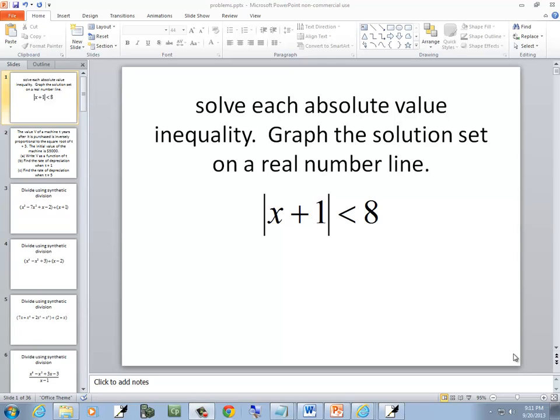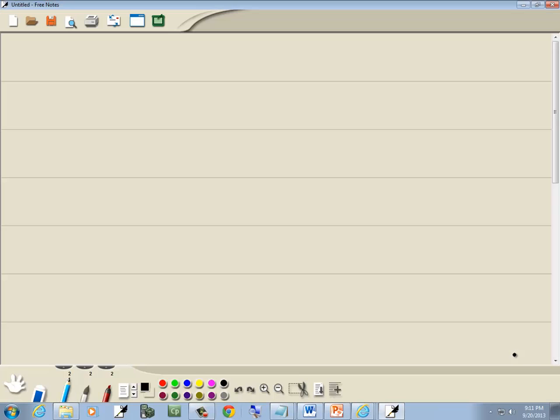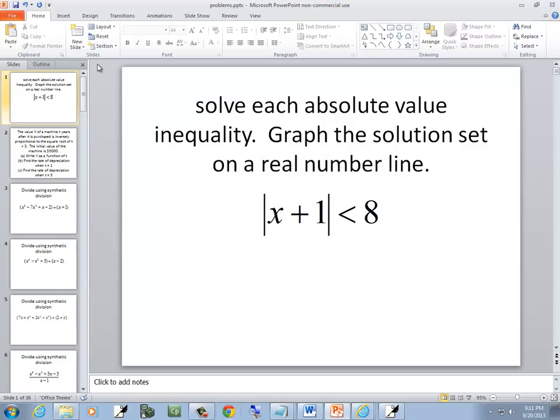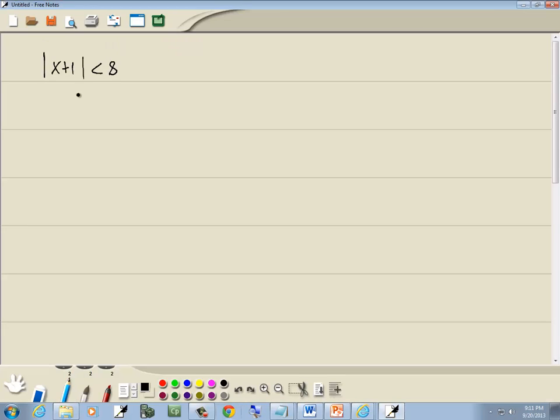In this problem, we want to solve this absolute value inequality, then graph it on a number line. So we got, let me get my tablet ready. Okay, so we got the absolute value of x plus 1 is less than 8. Now we have to have the absolute value by itself on the left side, no numbers in front of it, no numbers after it, and we have it in that form.